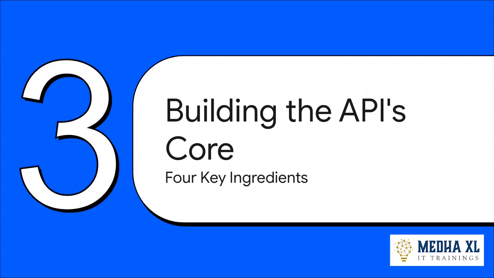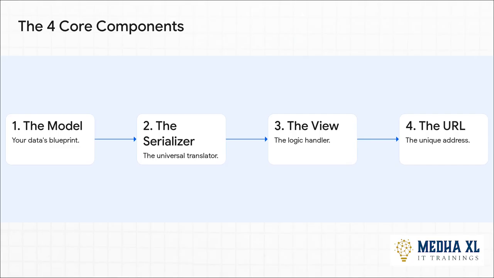All right, now for the fun part, the real heart of this thing, building the API's core. And it all really just boils down to 4 key ingredients that all work together perfectly. So what are they? We've got the model, which is like our data blueprint. Then there's the serializer, our universal translator. After that is the view, which handles all the logic. And finally, the URL, which is just the address. Each one has a super specific job. And once you get these 4, you get how the whole system just clicks.